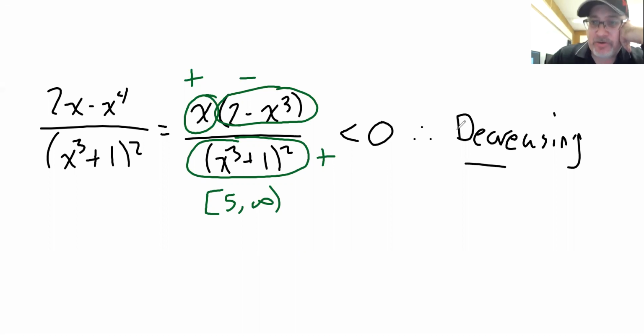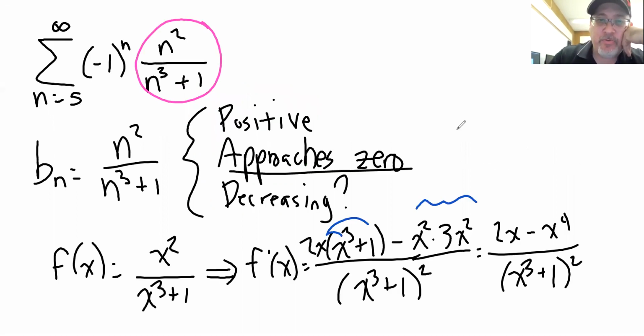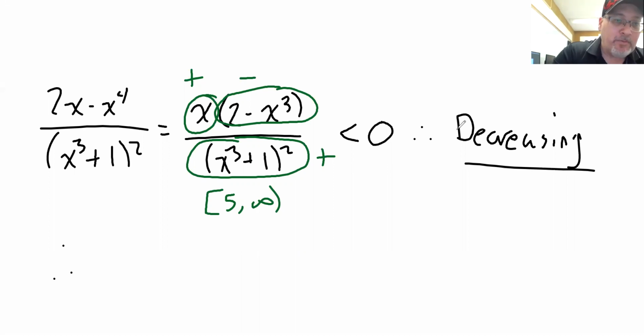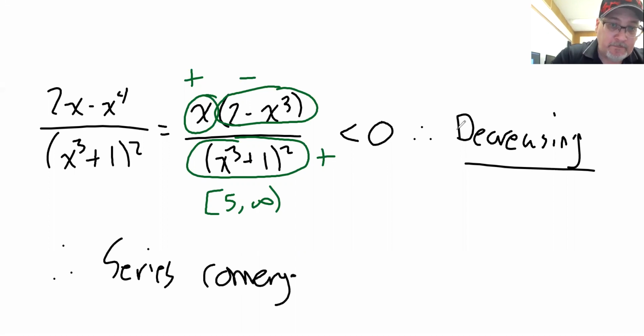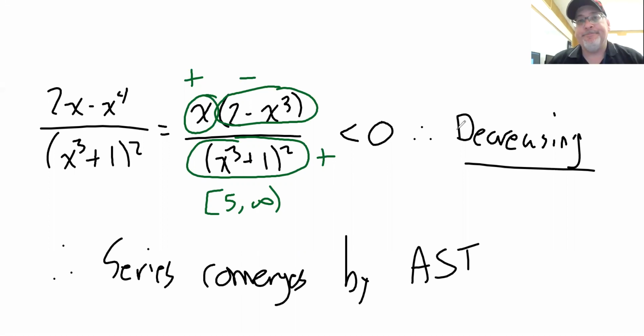So we have decreasing. That says decreasing, I promise. We have approaches 0. We didn't do it, but I told you it would be. Check that out. We have positive, we have everything we need. Therefore, the series converges by the alternating series test. Alternating series test: ignore the alternator, see if the rest is positive, decreasing, and approaching zero. And if the answer is yes, yes, yes, then the series converges.